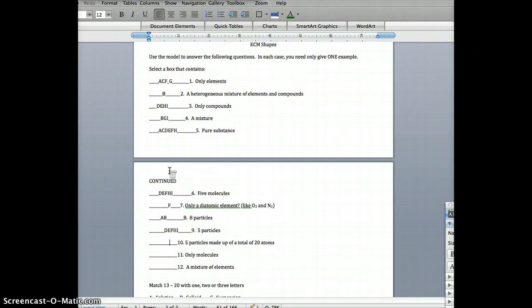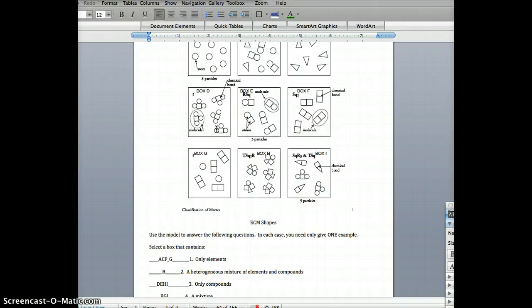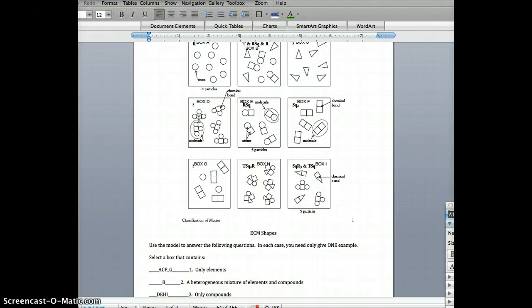Five particles made up of 20 atoms. Well, if you go back to that, you have 5, 10, 15, let's see, 5 particles, 1, 2, 3, 4, 5. There are 4 atoms in each particle, so it'll be 4, 8, 12, 16, 20. Here's another one, 4, 8, 12, 16, 20. I believe that's it. So it would be either D or H.